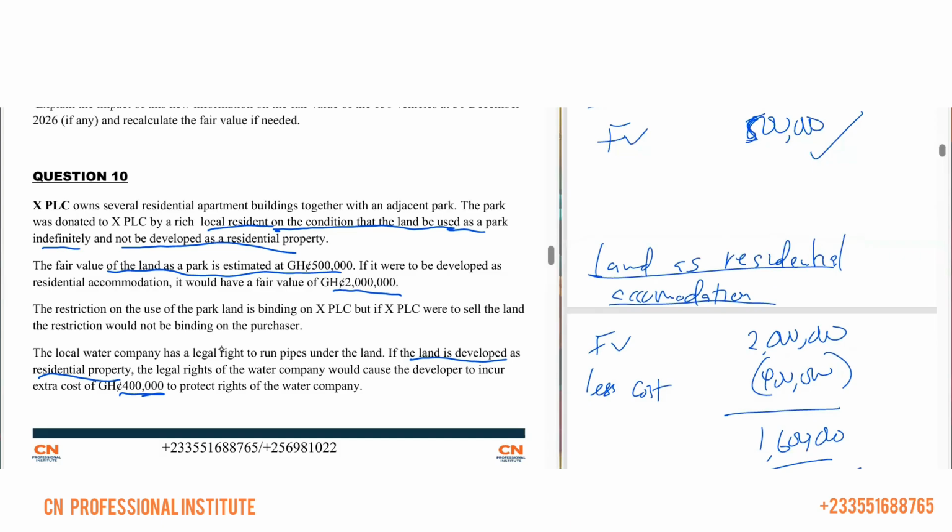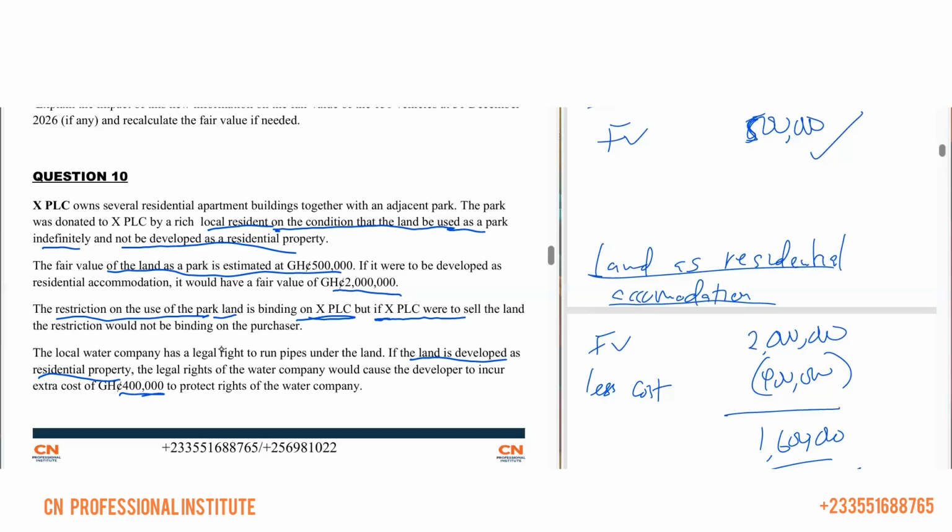Now, look at the restriction on the land. They said the restriction on the use of the park land is binding on SPLC. But if SPLC were to sell, the restriction will not be binding on the purchaser. That's what they're telling you. They said the restriction on the use of the land will not be passed on when it is sold.